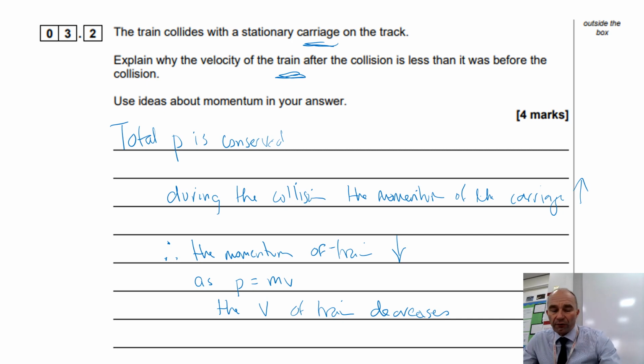So in terms of where we get the marks from here: we get your first mark for talking about momentum is conserved. During the collision, momentum of the carriage goes up. There's our second mark. Our third mark comes from the idea that the momentum of the train therefore goes down. And then the final mark, the fourth mark, is by linking this to momentum is mass times velocity. Remember, the mass of the train hasn't changed, so for the momentum of the train to have gone down, it must be the speed, the velocity of the train decreases. And that's where your fourth mark comes from. Well done if you got all four on that one.